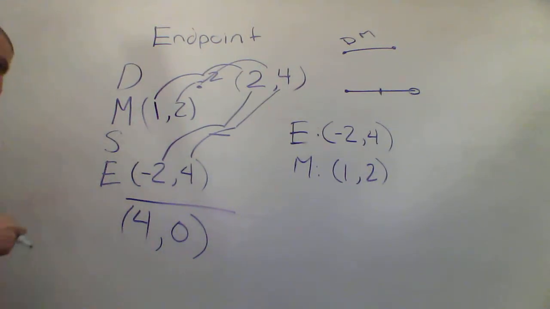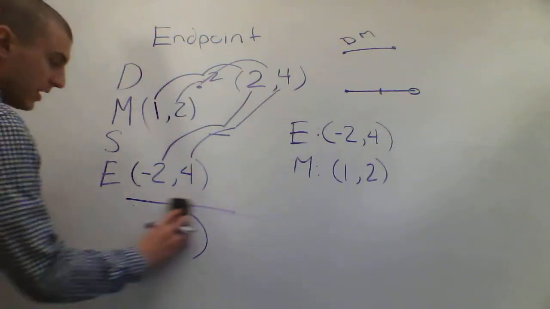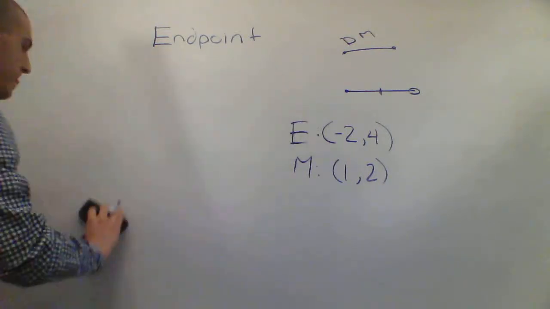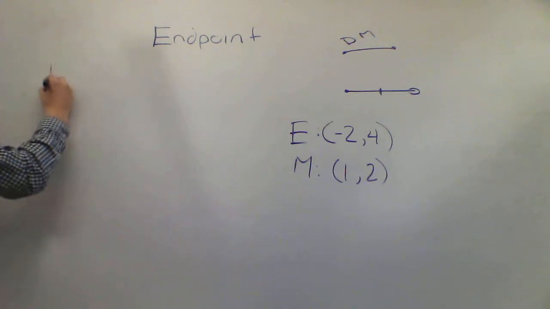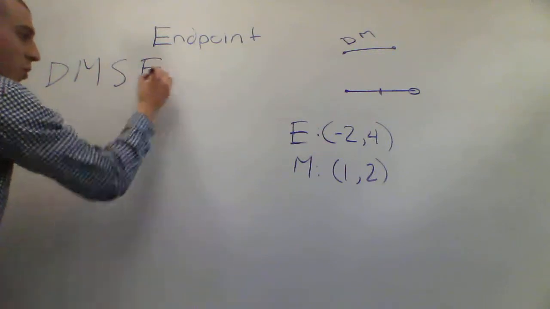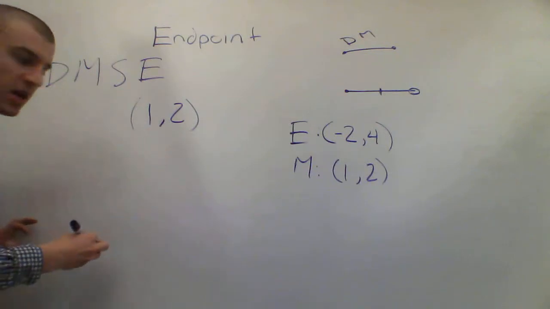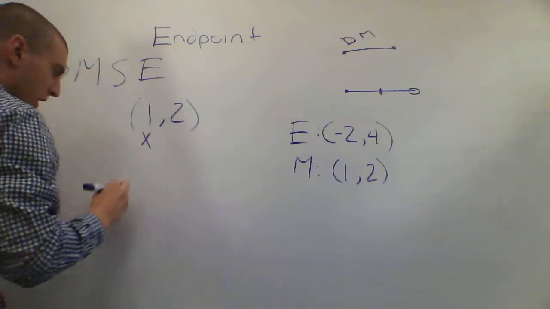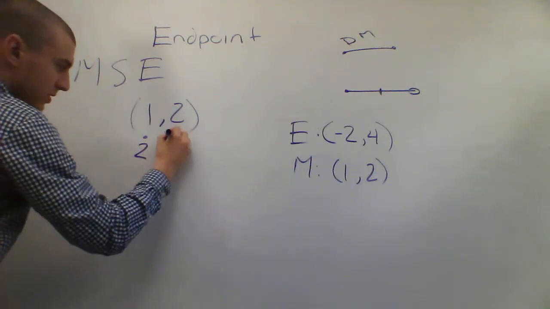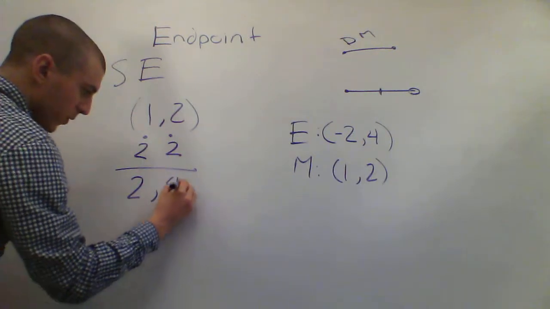Now, before I conclude, I'm going to show you a different way. Some people don't like this; it's too jumbled up. So I'm going to show you one that goes in a straight line. Again, don't forget: double, midpoint, subtract, endpoint. We start with our midpoint, which was 1, 2. Now we're going to double both of them. So there's 1 times 2 and 2 times 2, and we end up with 2, 4.